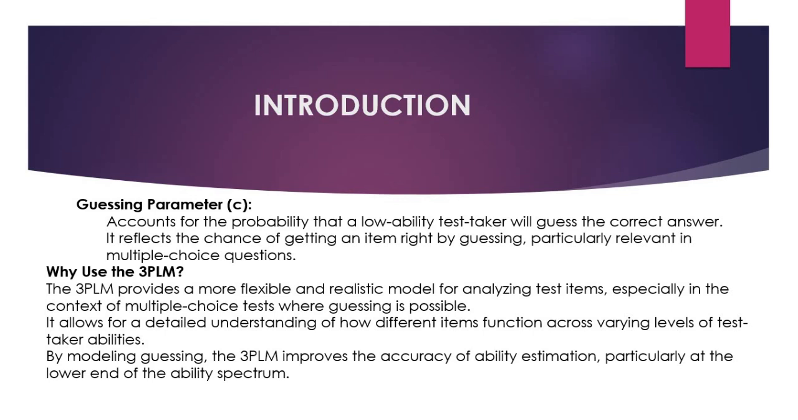The third is the guessing parameter. This helps to account for the probability that a low ability test taker will guess the correct answer to a particular item in a multiple choice test.